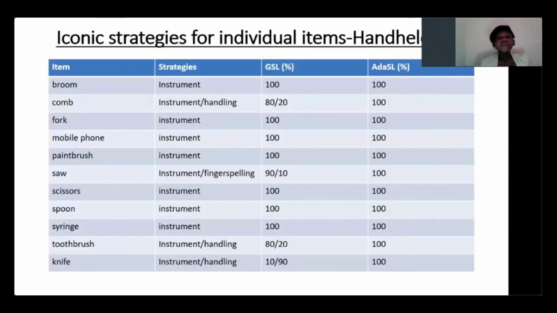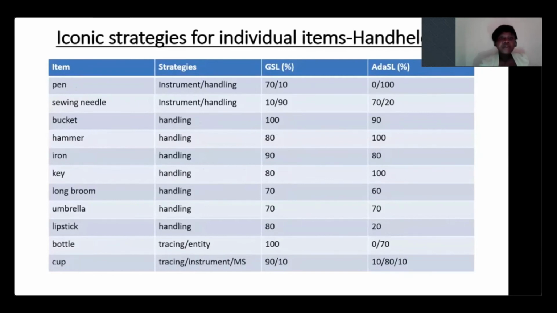So this table here shows some of the items that were 100% represented in a particular strategy, and those that had other strategies as well. So I will not go through it. If you have questions afterwards, we can look at it.